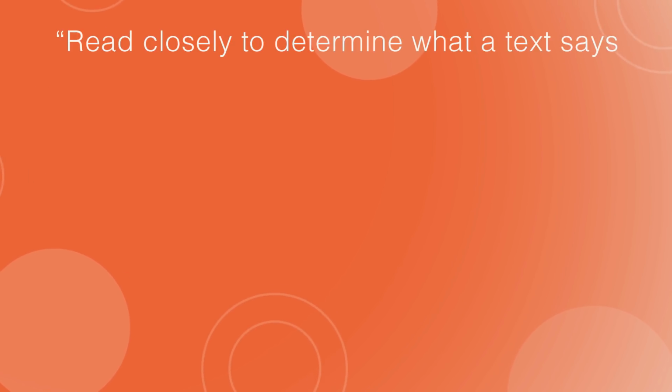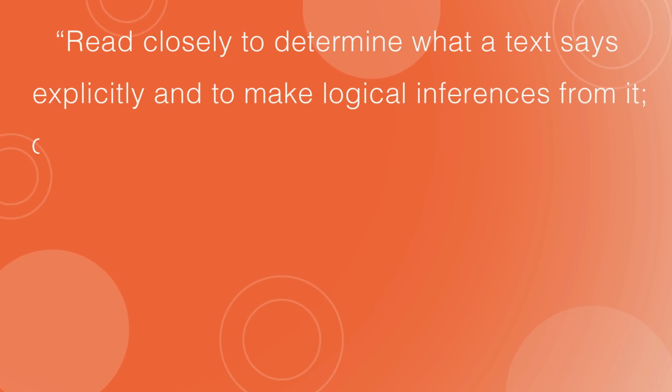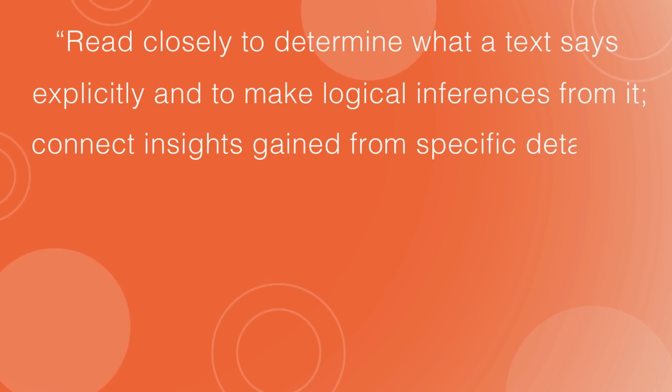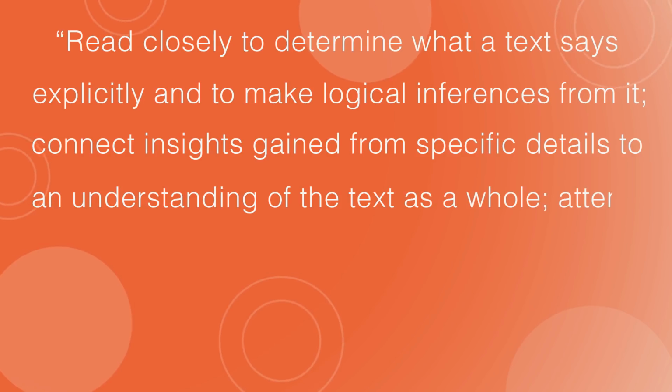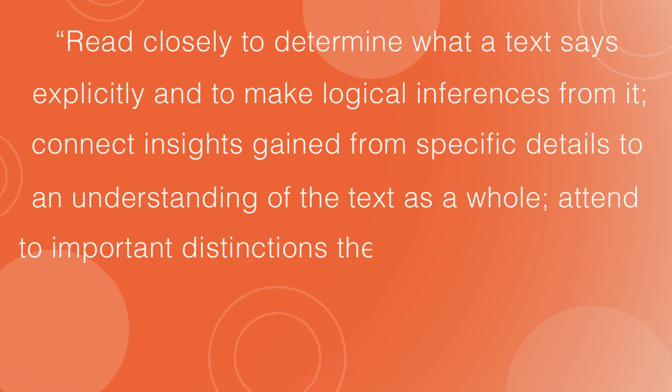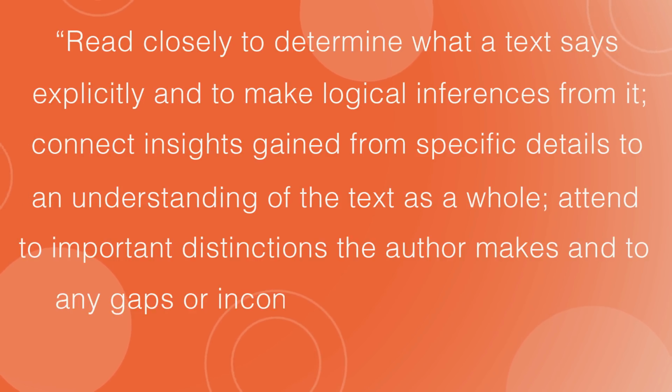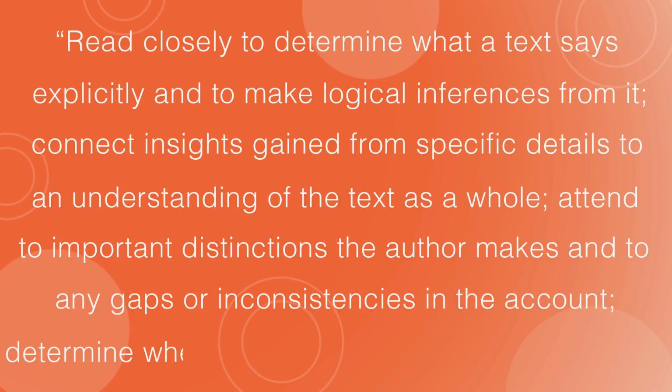The Reading Study Companion has more than 30 points, subpoints, and sub-subpoints about what can or cannot be on the test. Take, for example: read closely to determine what a text says explicitly and to make logical inferences from it. Connect insights gained from specific details to an understanding of the text as a whole. Attend to important distinctions the author makes and to any gaps or inconsistencies in the account. Determine where the text leaves matters uncertain. Do you want to read 30 more of those?